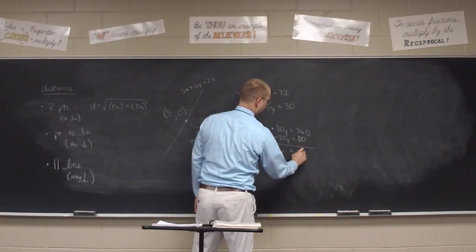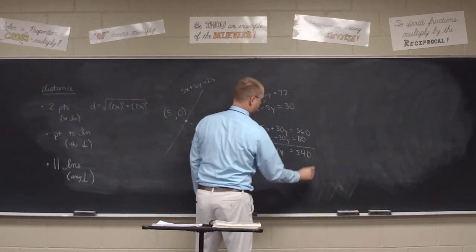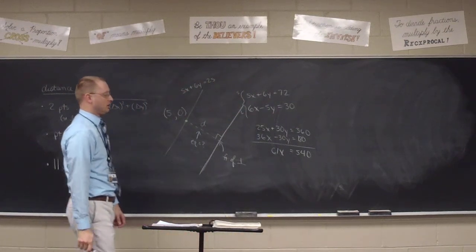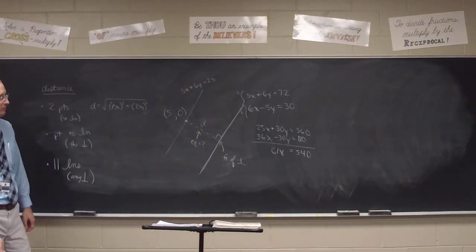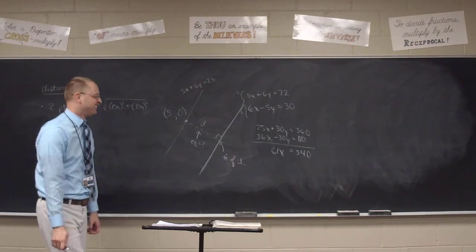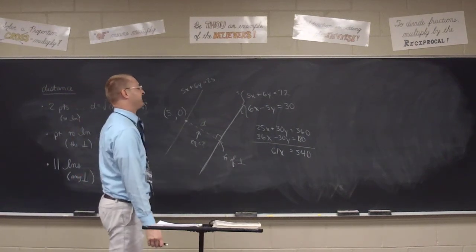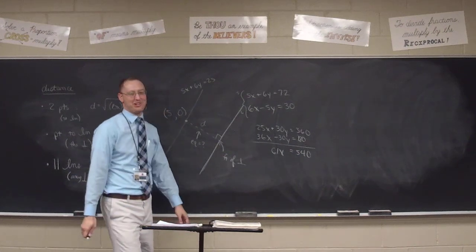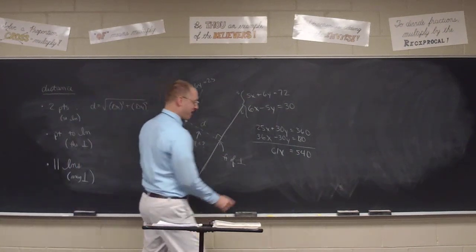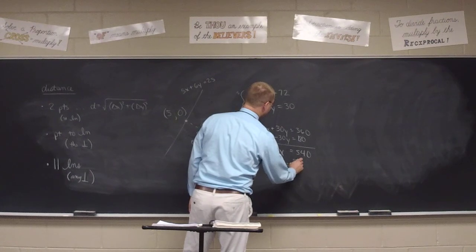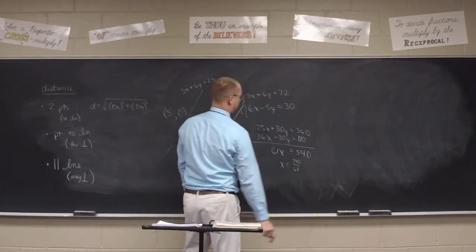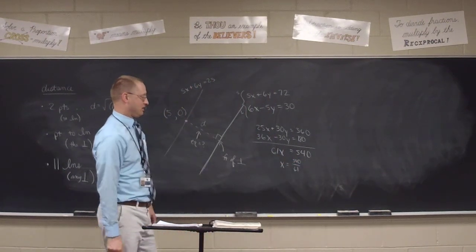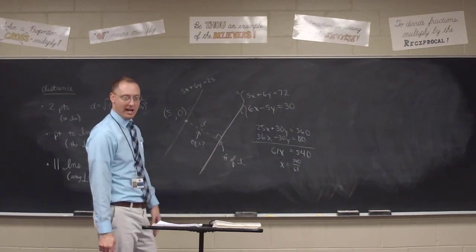Is this as bad as it looks? I think, did I mess this up? I hope not. I don't think I did. I get 61x equals 540. So that means x is 540 61st. Does that reduce? It can't. 61 is prime.